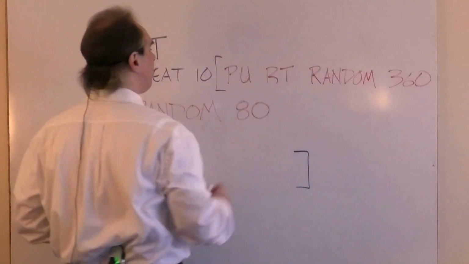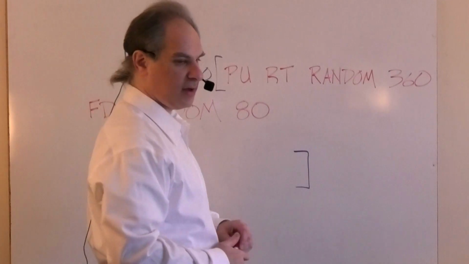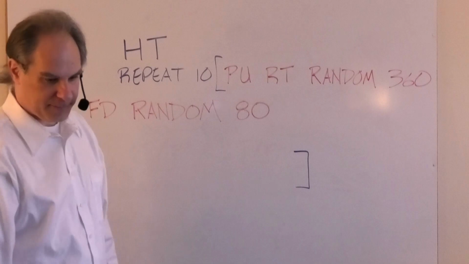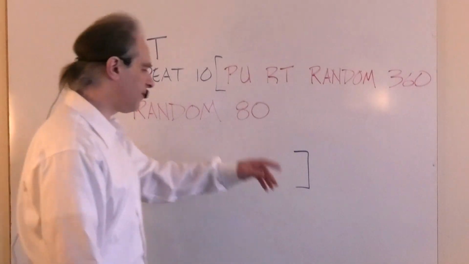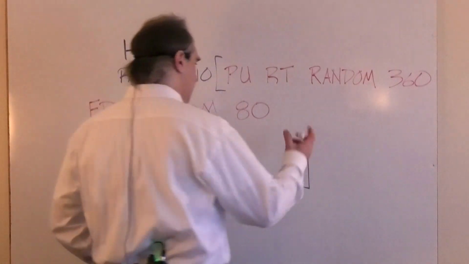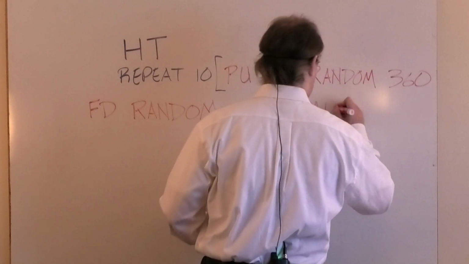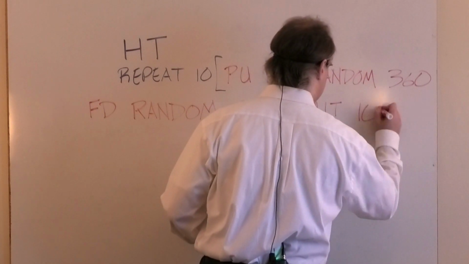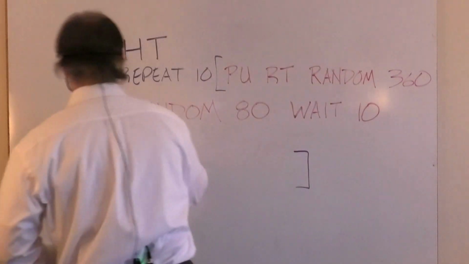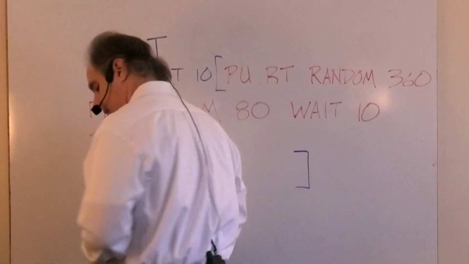Okay. Now what's the size of the screen, the length of the screen? It's like 145 or so on each side, right? So you could do random 300, but that's all right. Random 80 is fine. I put variable in there anyway. Yeah, we haven't done variables yet. Wait 10. Okay. Pen down. And then another repeat here.